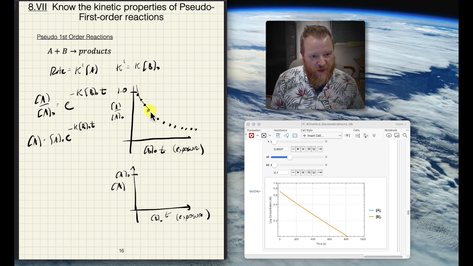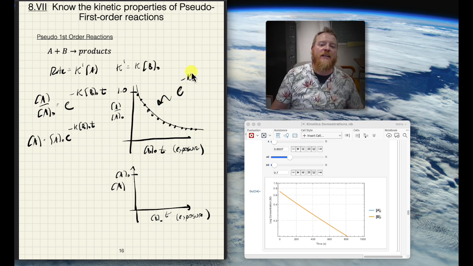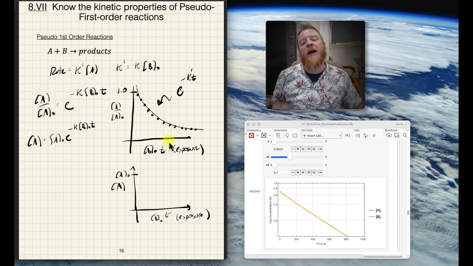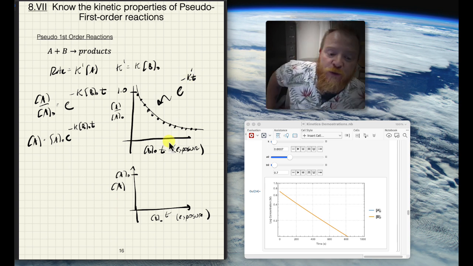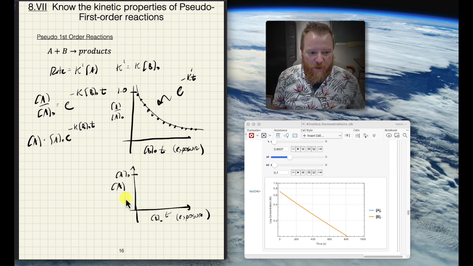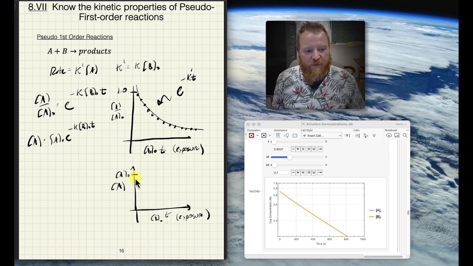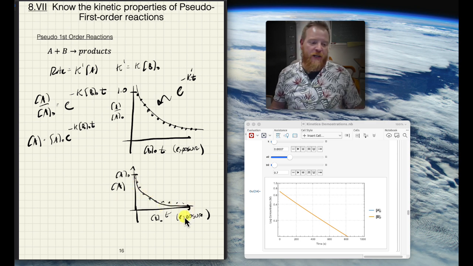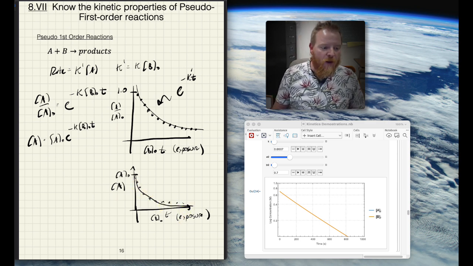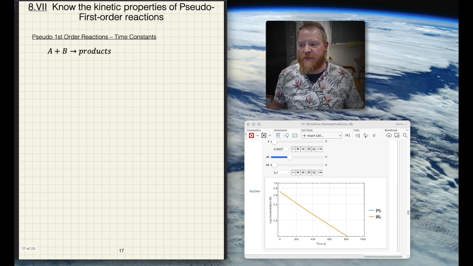Then this will give us the appearance of a first order plot that decays exponentially. We could fit this with an exponential decay, and that goes as e to the negative kt, or technically that would be k prime, our pseudo first order rate constant. Or similarly, if we just plotted concentration versus time, we'd get the same looking graph that follows this exponential decay.